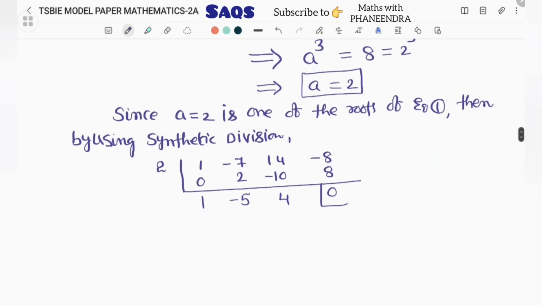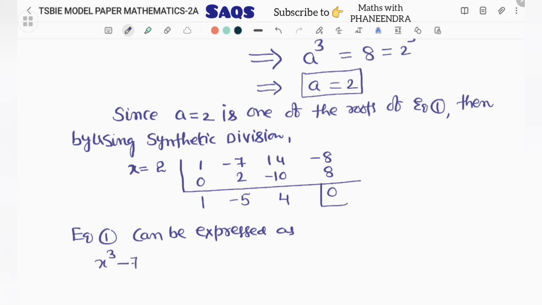So the cubic equation has reduced to a quadratic equation, we got it. x is equal to 2 means x minus 2 is a factor. So equation 1 can be expressed as x cube minus 7x square plus 14x minus 8 is equal to, already x is equal to 2 is the root, we got it. A is equal to 2 means x is equal to 2. So x minus 2 into, this is the quadratic term, this is the linear term, this is the constant term.